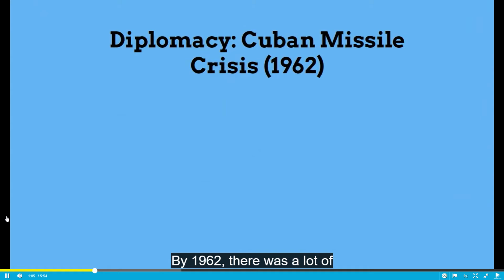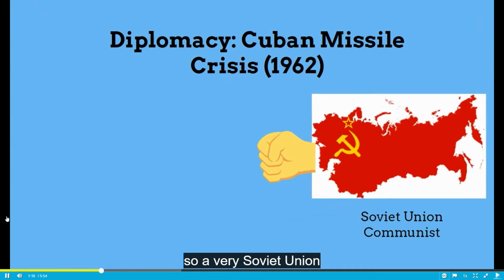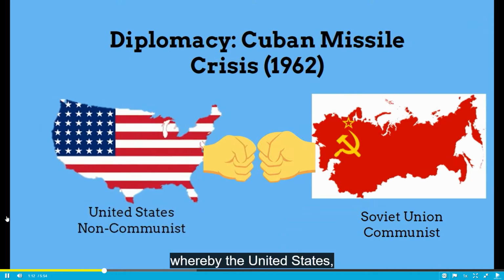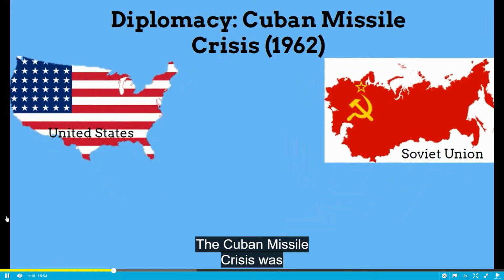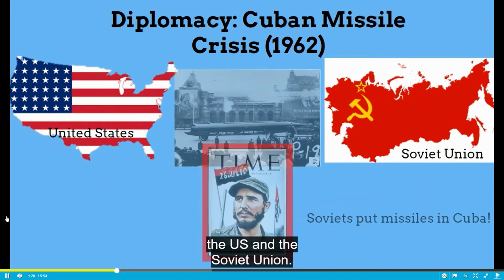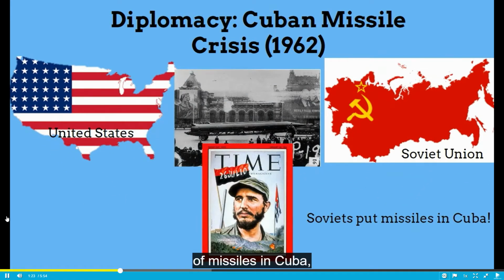By 1962, there was a lot of tension and conflict between the communist nations, led by the Soviet Union, and the non-communist nations, led by the United States. The Cuban Missile Crisis was part of that tension and conflict. The Cuban Missile Crisis was a 13-day conflict between the U.S. and the Soviet Union over the Soviet Union's placement of missiles in Cuba.